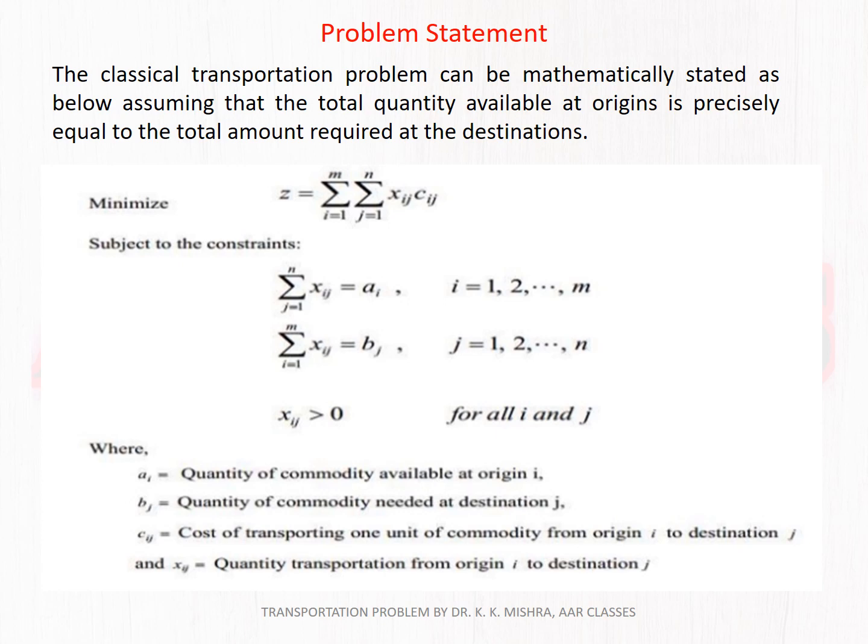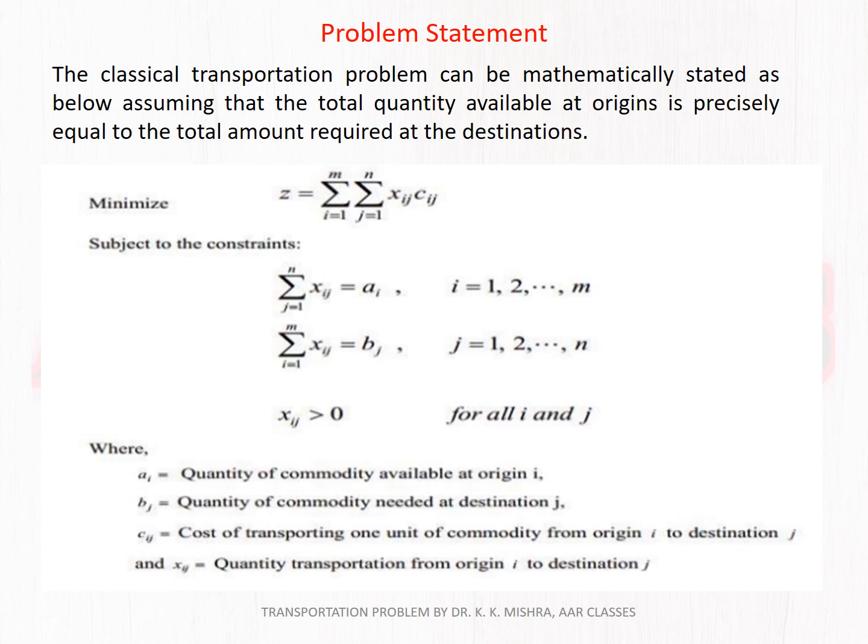Presuming this, we can mathematically formulate it as: minimize Z equals summation i equals 1 to m, summation j equals 1 to n, x_ij c_ij, subject to the constraints: summation j equals 1 to n x_ij equals a_i, where i equals 1 to m; summation i equals 1 to m x_ij equals b_j, where j equals 1 to n. And we must not forget to write that x_ij is greater than or equal to 0 for all i and j.